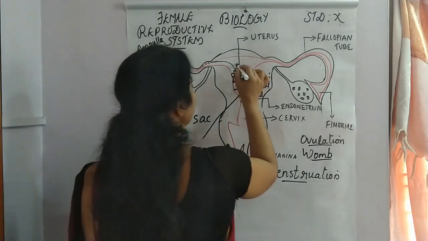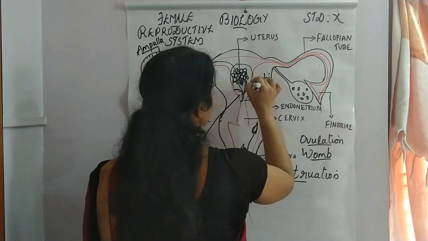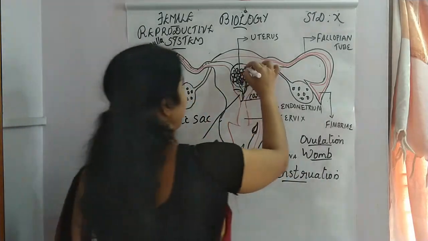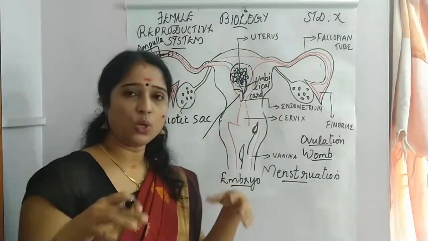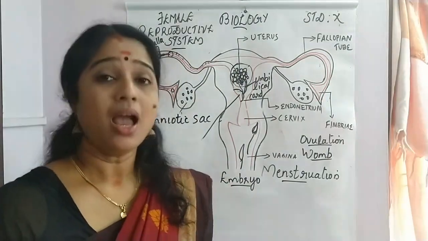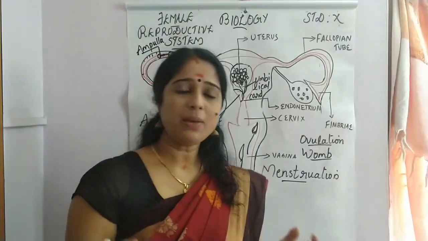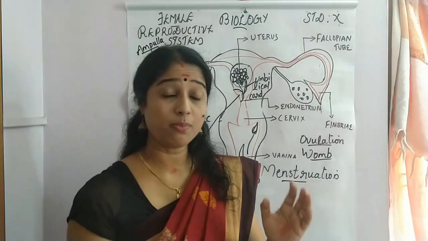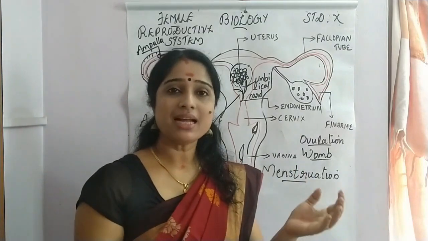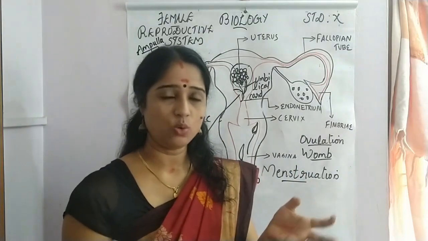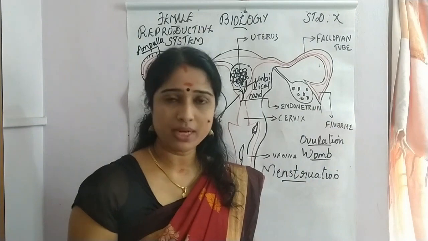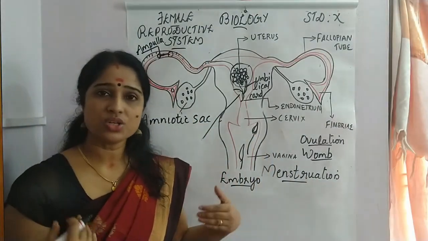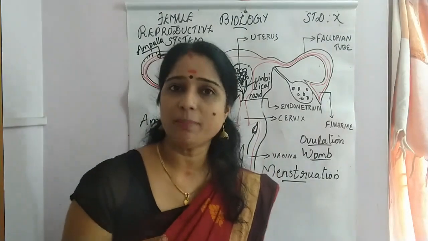A small transparent sac is formed, and inside that sac only is the baby. This is the amniotic sac. The baby or embryo develops inside the amniotic sac, and it is full of fluid also. As in a cradle, whenever the mother moves, the baby feels that movement. It doesn't do anything by itself. Oxygen and food are received through the umbilical cord.